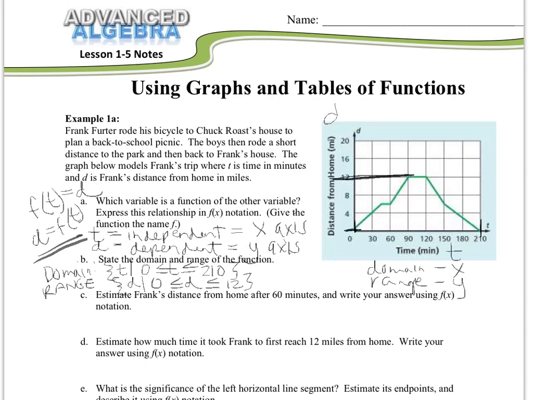Part C, estimate Frank's distance from home after 60 minutes and write your answer using f of x notation. So when t equals 60, we go up to the graph, and when we touch the graph, we go across to the d-axis, and that's about 6 miles. So when t equals 60, d approximately equals 6 miles. We write that as f of 60, because that's our t value, f of 60 equals 6.